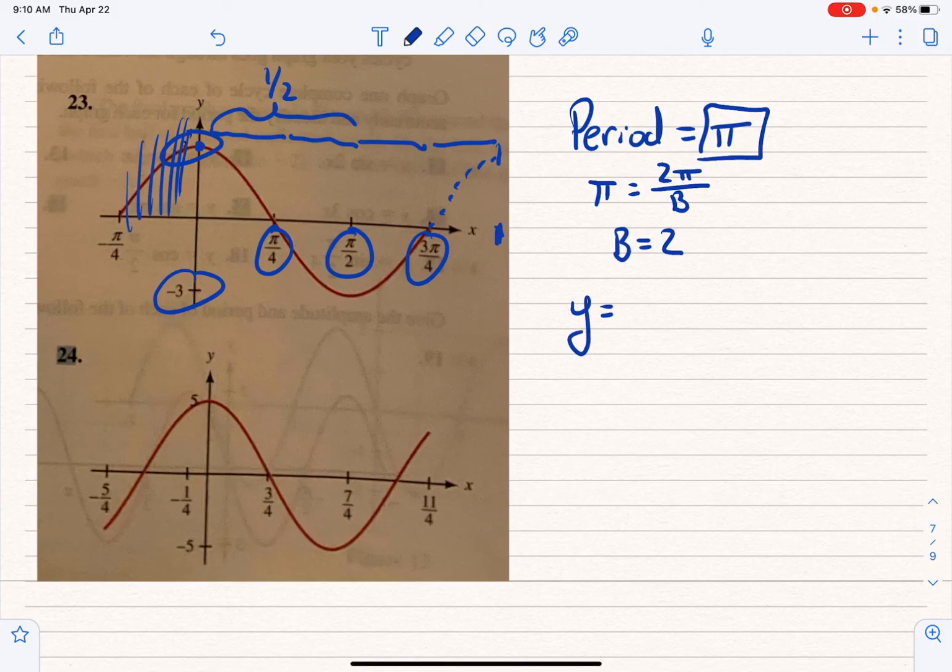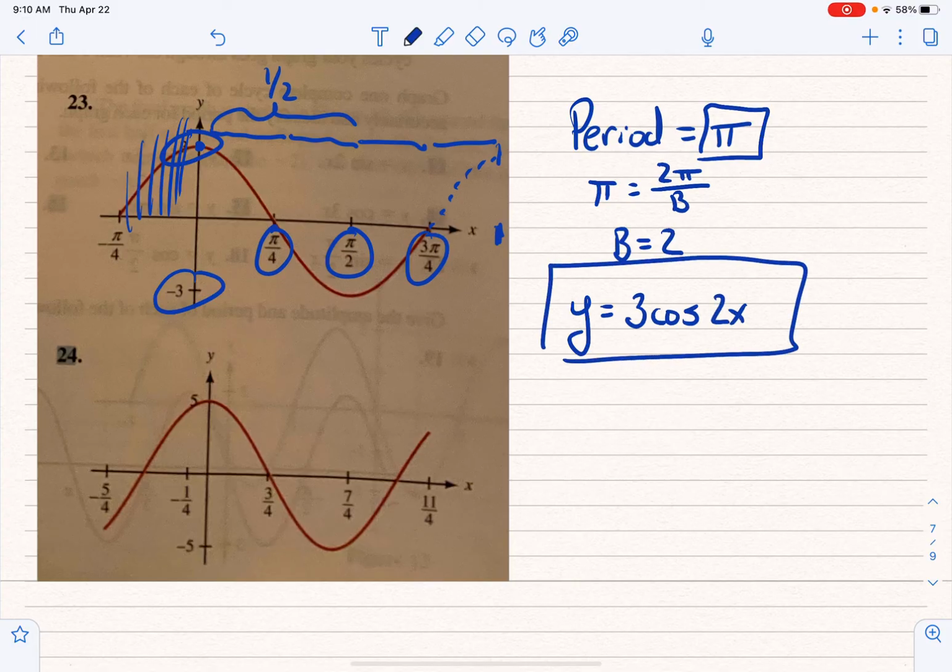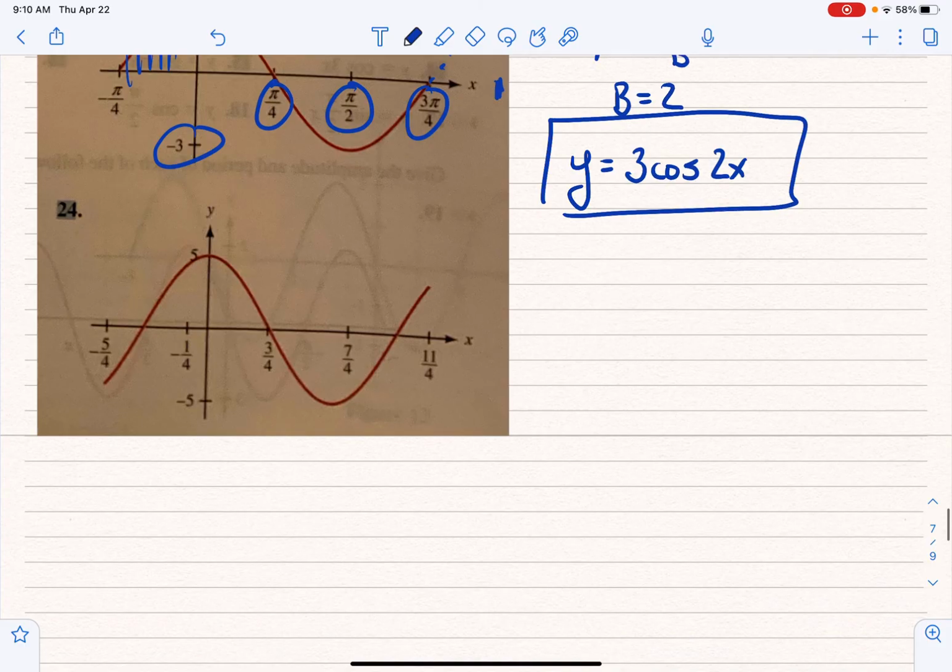So I'd say y equals 3 cosine 2x. Love it if everybody got that. Okay, and then we get to 24. Now that you have a clue from 23, hopefully you can do 24 because it's crazy.